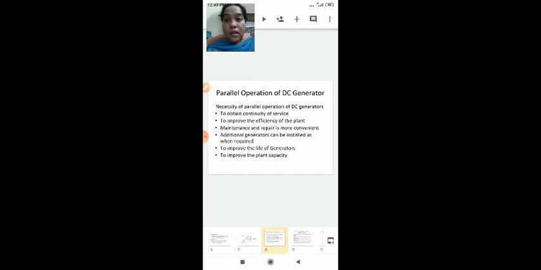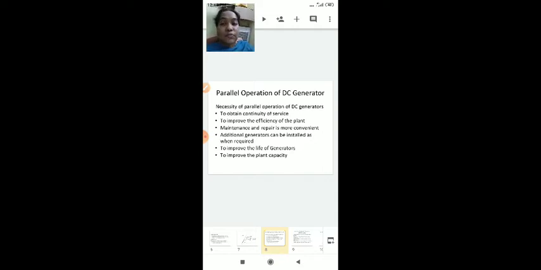Next, if we want to install a few more generators, then an additional generator can be installed very easily as required, because of the parallel connections. And to improve the life of the generator, by this parallel operation the load is shared equally. That's why no burden on a single unit occurs. So it improves the lifespan of the generator and it improves the plant capacity also. Like this, there are so many necessities of parallel operation.